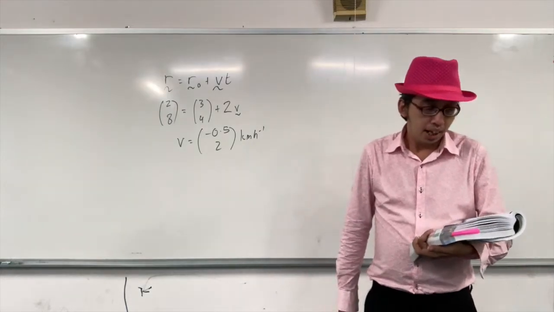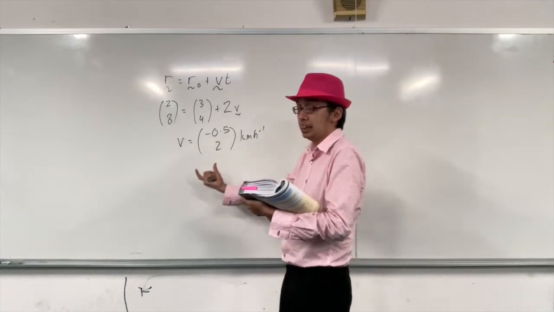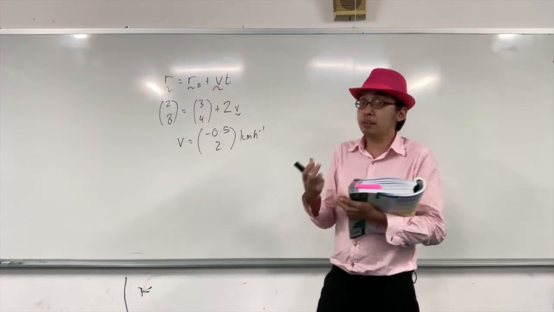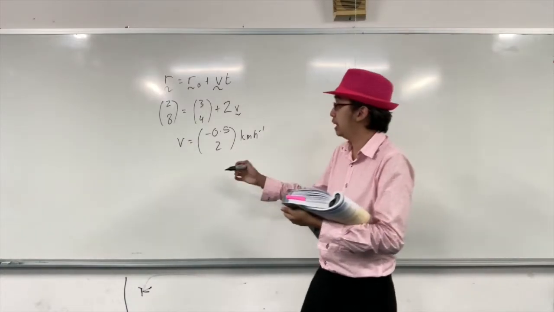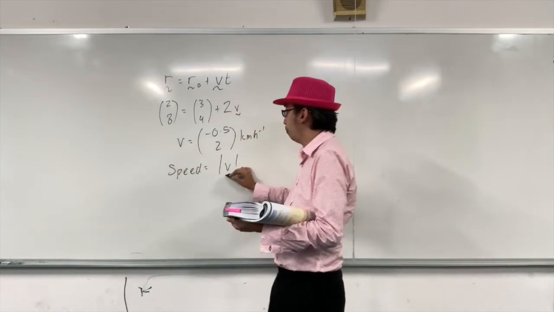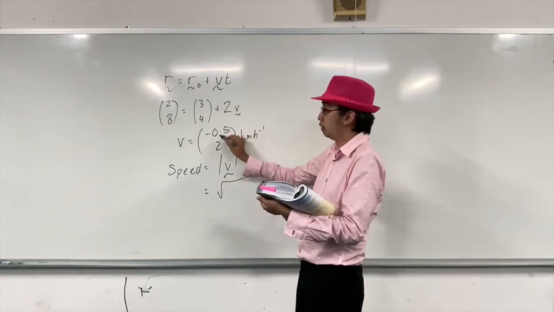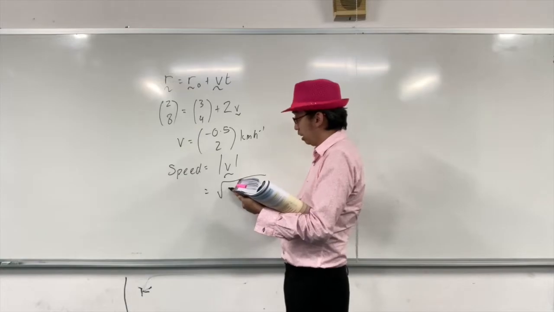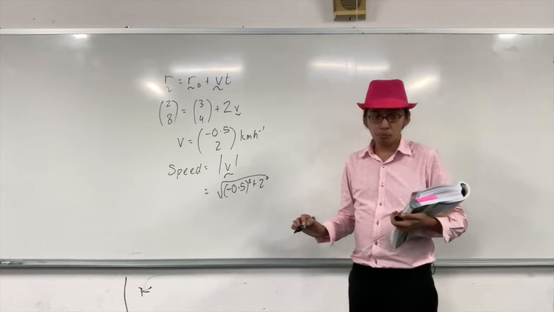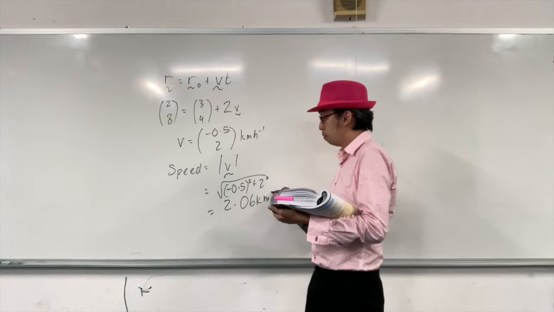Next, find the speed of A. As mentioned earlier, velocity is speed but with direction, whereas speed is just the magnitude part of it. So to find the speed, it is the magnitude of v. In the book they already calculated the square root of this square plus this square, so negative 0.5 squared plus 2 squared. The answer is 2.06 kilometers per hour.